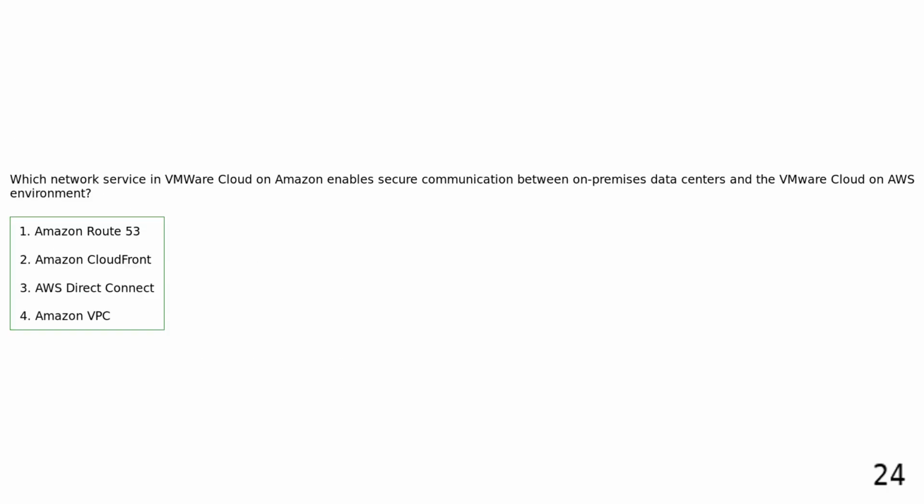Which network service in VMware Cloud on Amazon enables secure communication between on-premises data centers and the VMware Cloud on AWS environment? Amazon Route 53, Amazon CloudFront, AWS Direct Connect, Amazon VPC. AWS Direct Connect provides a dedicated network connection from on-premises data centers to VMware Cloud on AWS, enabling secure and reliable communication between the two environments.